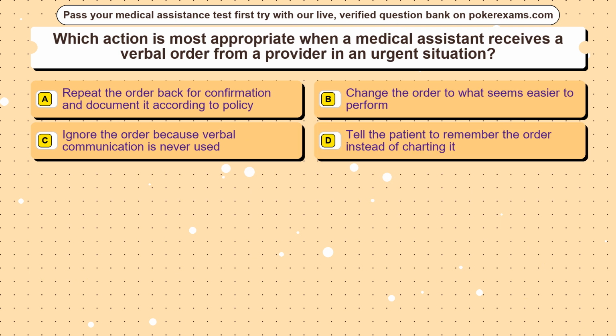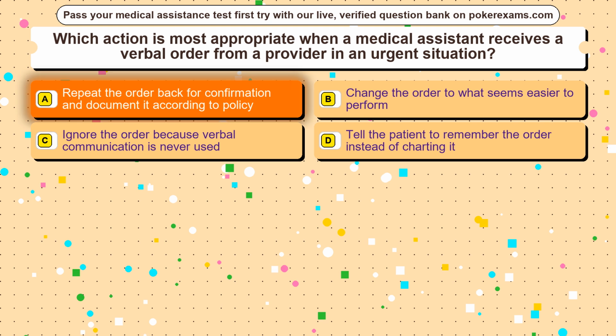Question 48. Which action is most appropriate when a medical assistant receives a verbal order from a provider in an urgent situation? Option A. Repeat the order back for confirmation and document it according to policy. Option B. Change the order to what seems easier to perform. Option C. Ignore the order because verbal communication is never used. Option D. Tell the patient to remember the order instead of charting it.